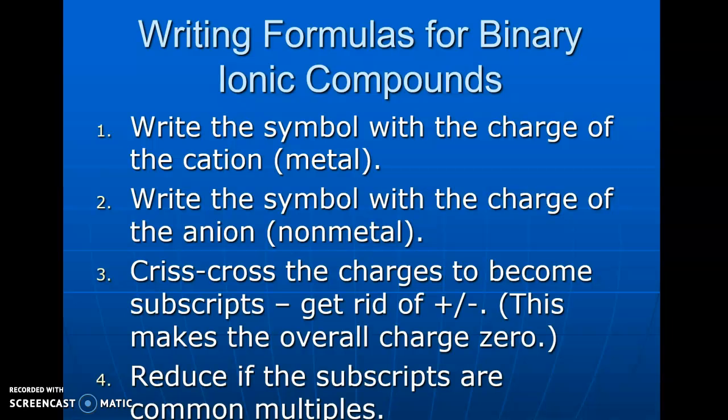You then take those charges and you crisscross them. That means they come down and they go to the other element. And as you do that, you get rid of the positive and the negative. What this does is it makes the overall charge of the ionic compound 0. The positive and negative have to balance out. Once you have done this, if the subscripts are common multiples, then you would reduce.